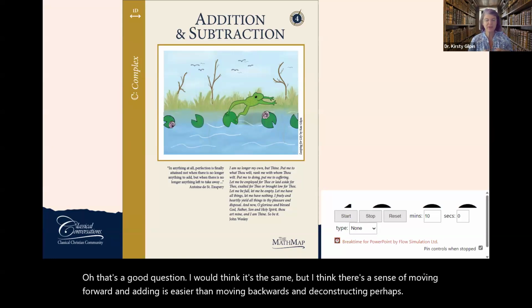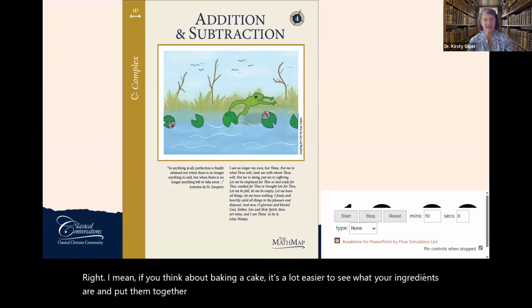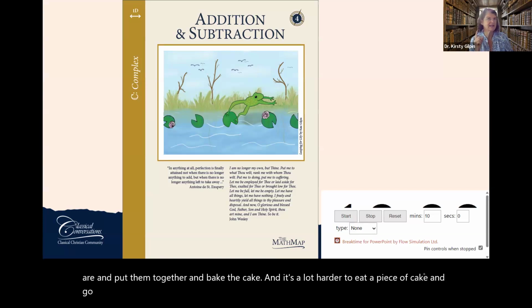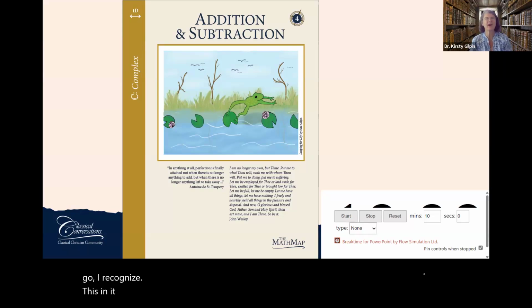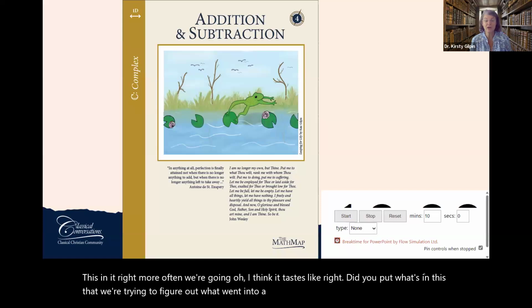Right. I mean, if you think about baking a cake, it's a lot easier to see what your ingredients are and put them together and bake the cake. And it's a lot harder to eat a piece of cake and go, oh, I recognize this in it, right? More often we're going, oh, I think it tastes like, did you put what's in this? We're trying to figure out what went into a cake. But if we know what the ingredients are, it's a lot easier to put it together.